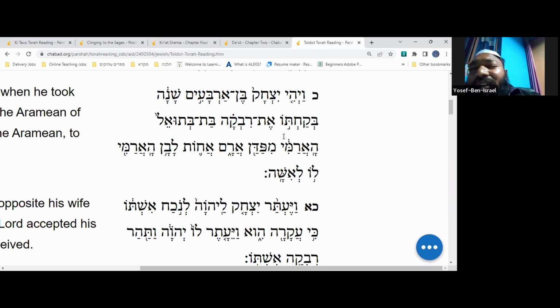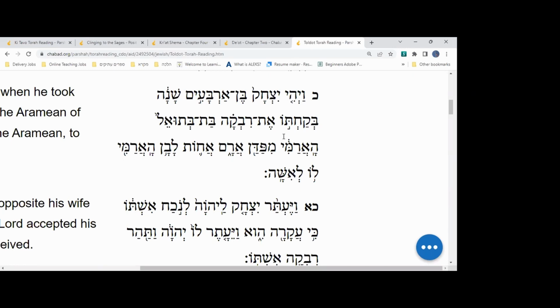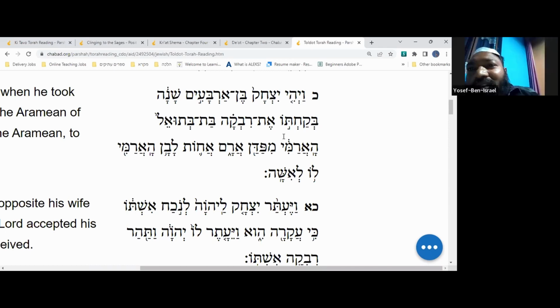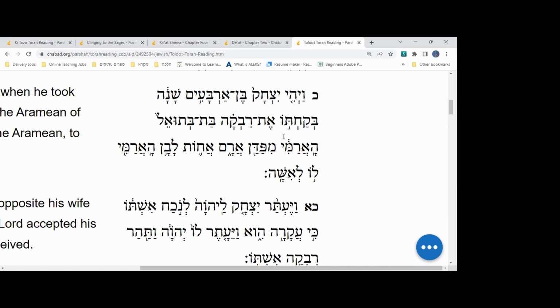It's Bet, Gimel, Dalet, and then Kaf, Pe, and Tau. Right? So we have 6 letters. Bet, Gimel, Dalet. Yes. And then Kaf, Pe, and Tau. Right? So that's Beged Kefet.